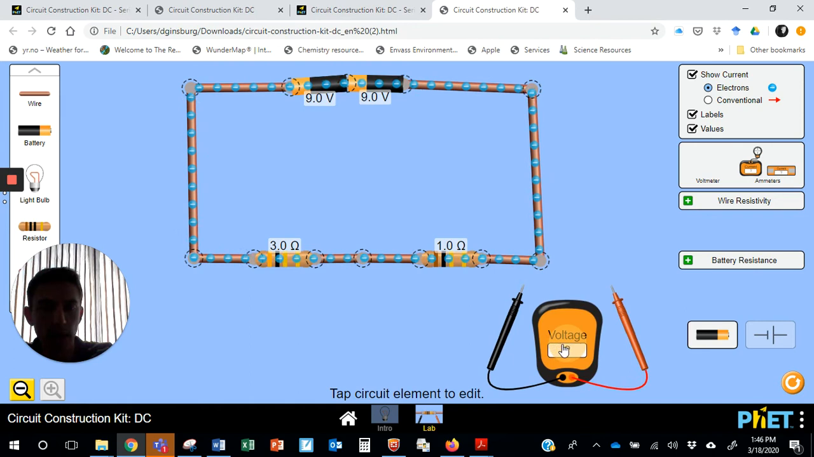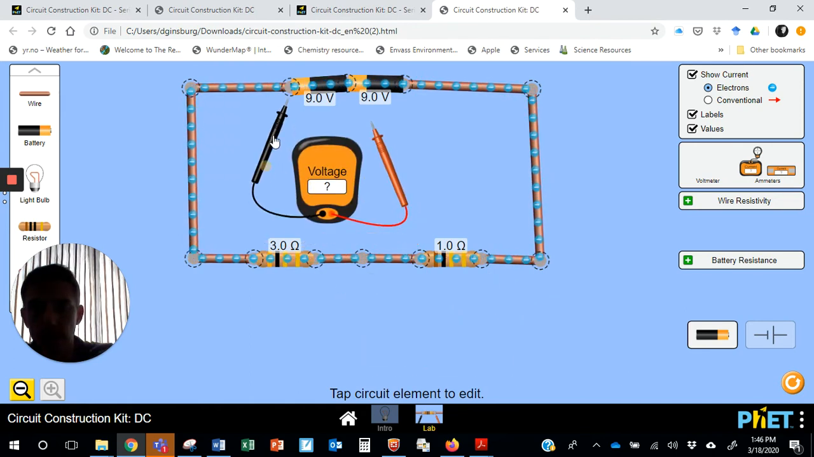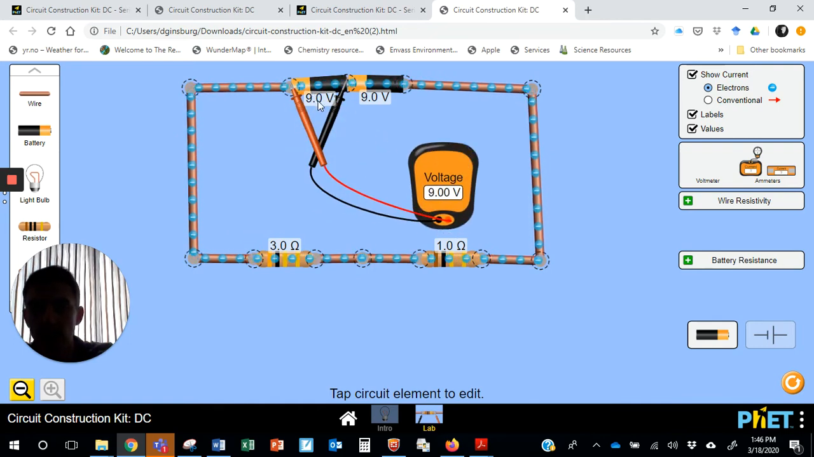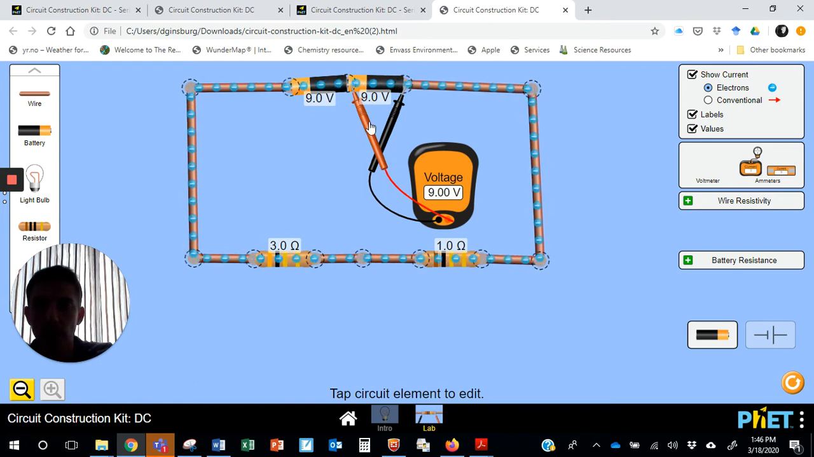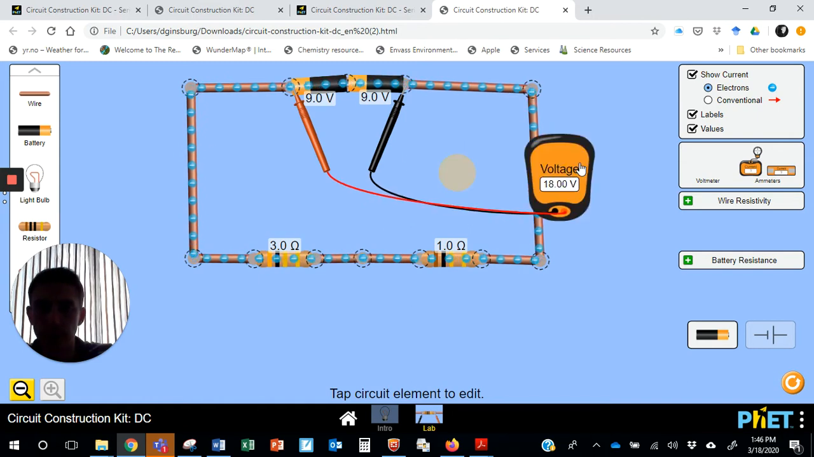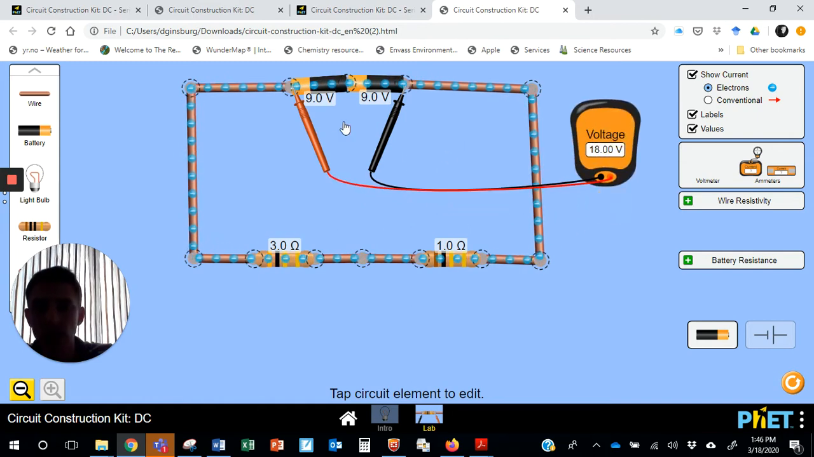Let's have a look at the potential difference of our battery. So if I connected it across just one cell, so I'm going to connect the negative lead to the negative terminal, we get 9 volts, and that matches with the label that's on the diagram. And across the other one is also 9 volts. So if I connect the voltmeter across both of them, I get a potential difference of 18 volts. So my potential difference is 18 volts.